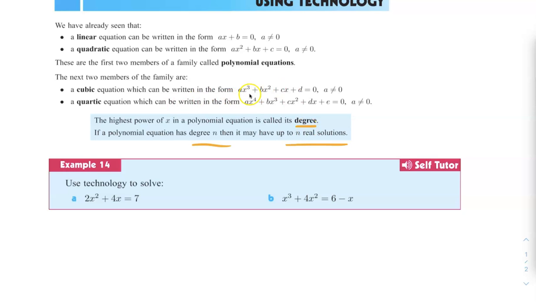So a quartic equation should have 4 solutions. A cubic should have 3, quadratic should have 2, and linear should have 1. Whatever the highest power is in a polynomial equation, that's how many solutions you should have.